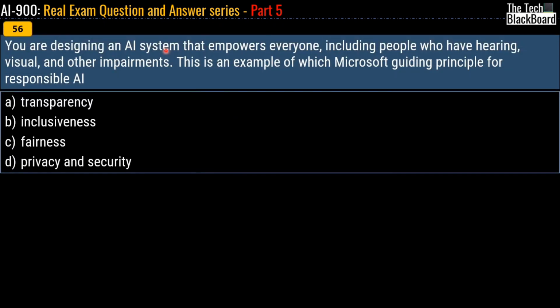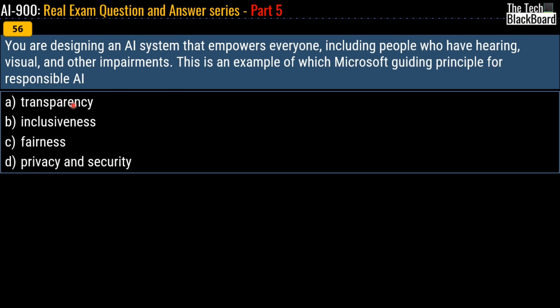Moving on with question number 56, and it says that you are designing an AI system that empowers everyone, including people who have hearing, visual, and other impairments. This is an example of which Microsoft guiding principle for responsible AI?